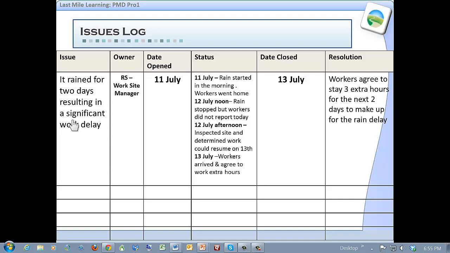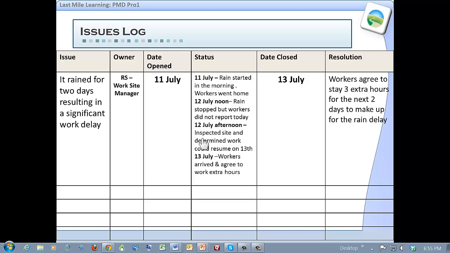So using the Delta River case study, in particular the latrine building project, the issue is that it rained for 2 days, resulting in significant work delay. That started on the 11th of July. The 11th of July, the rain started in the morning. The workers went home. The 12th July noon, rain stopped, but the workers were not there. They didn't report that day.